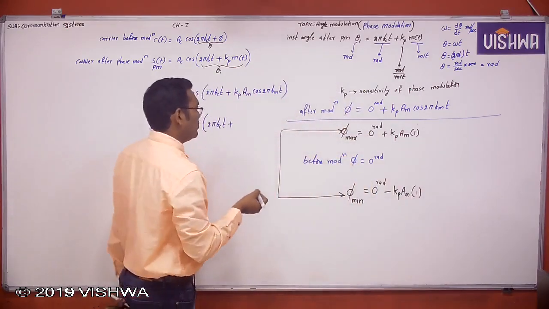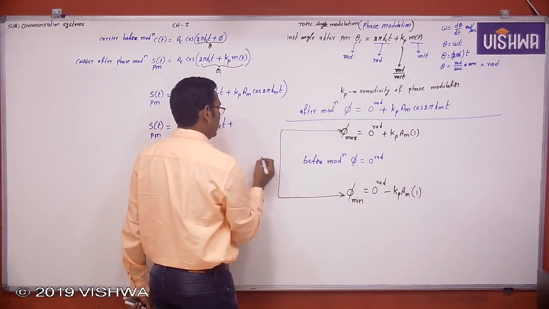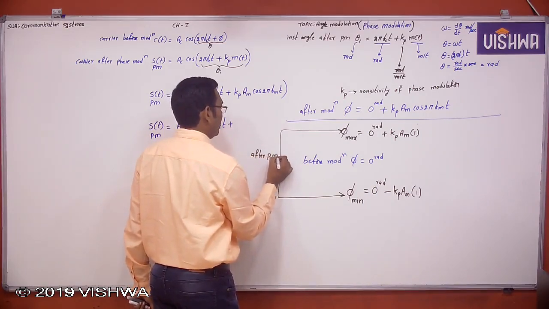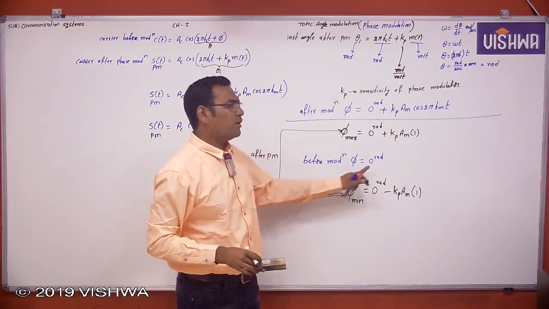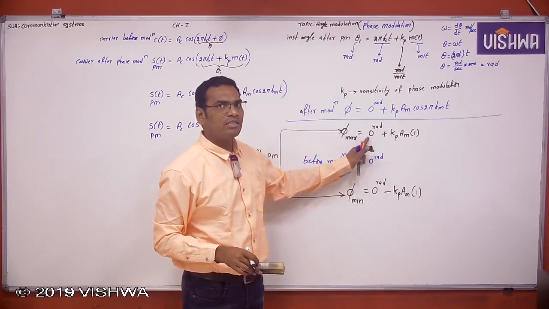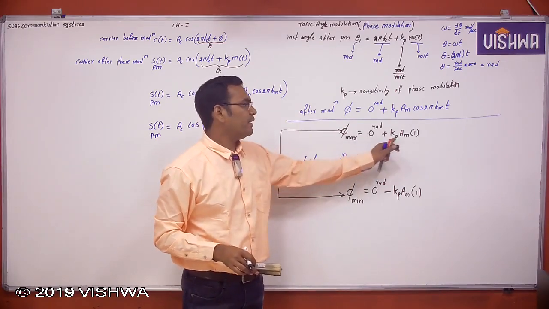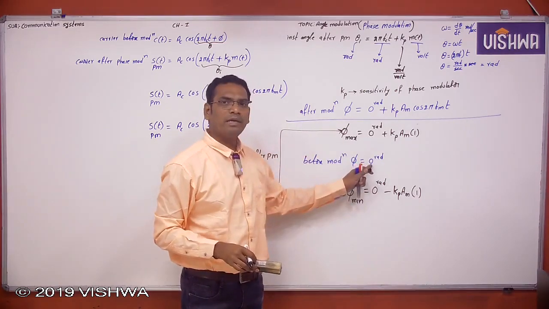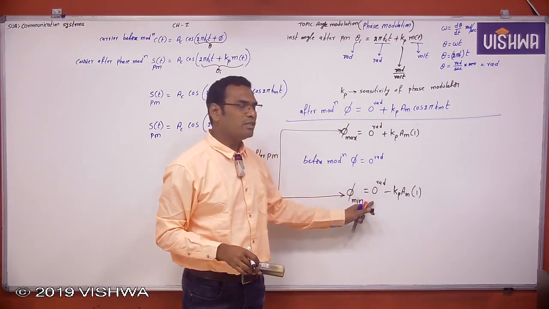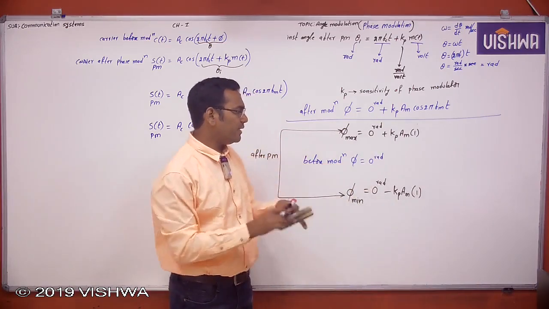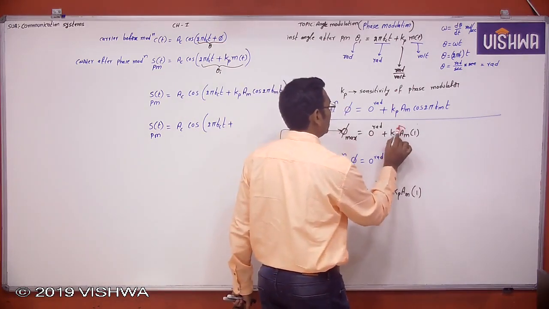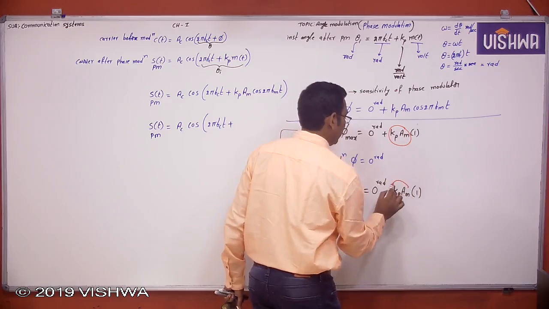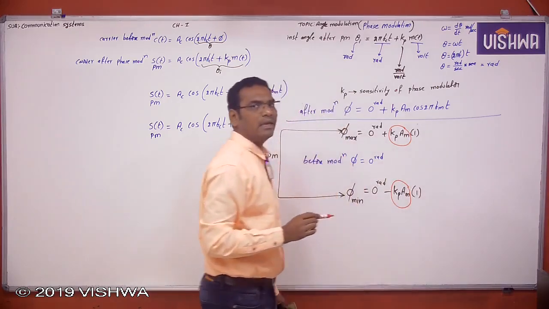Okay. Now this is before modulation and this is after phase modulation. Now you tell me, before modulation 0 radians, after modulation also 0 radians, but that phase is deviated. Now how much is the phase deviated? The phase is deviated by an amount of Kp into Am.